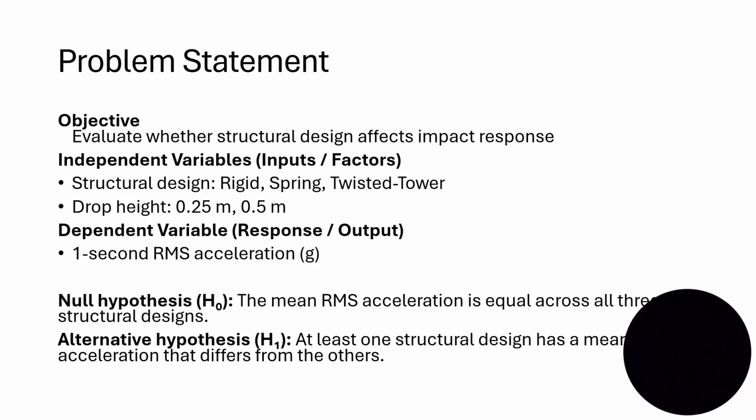The null hypothesis is that the mean RMS acceleration is equal across all three designs, while the alternative hypothesis states that at least one design has a different mean RMS acceleration.